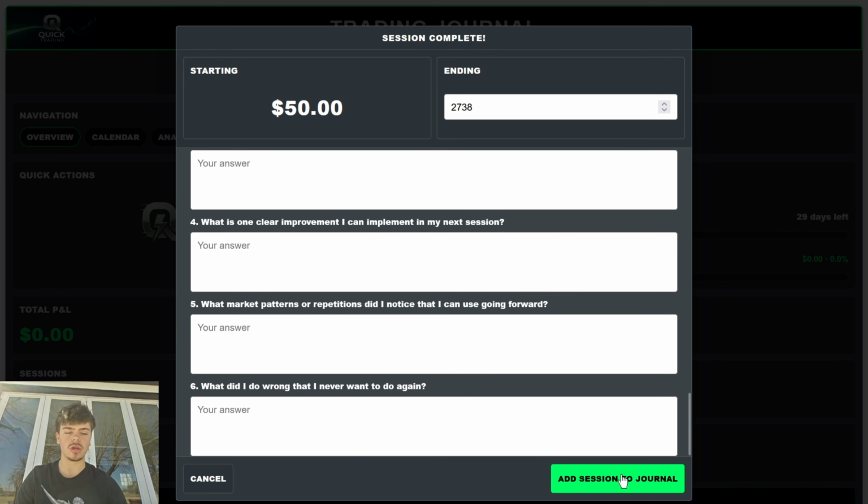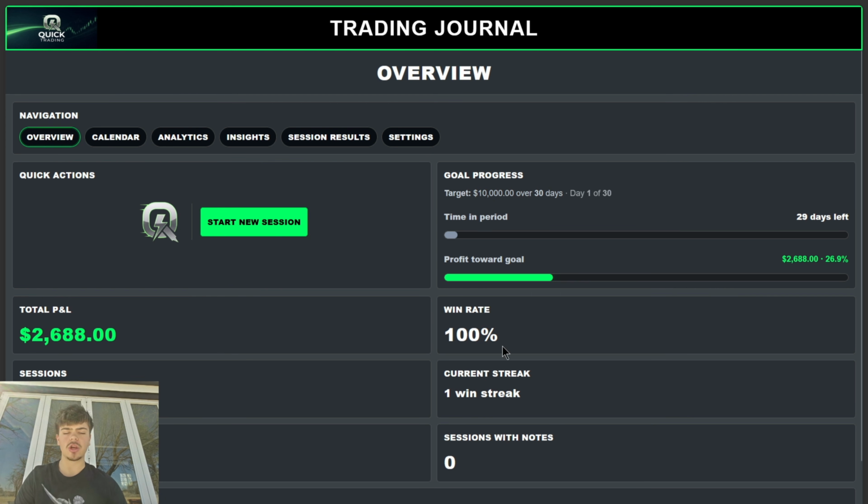Once that is done, you can add the session to your journal, and you can see it documented all inside over here. As you can see, the overall profit and loss from this strategy has given me a total of $2,688, which puts me 26.9% away from my goal. What's really cool is that you can also set these goals over a certain time period to keep you accountable towards that goal and ensure that you don't do anything stupid.